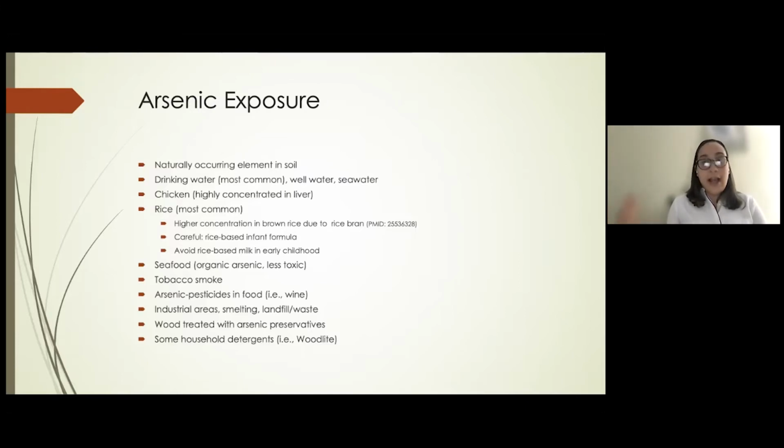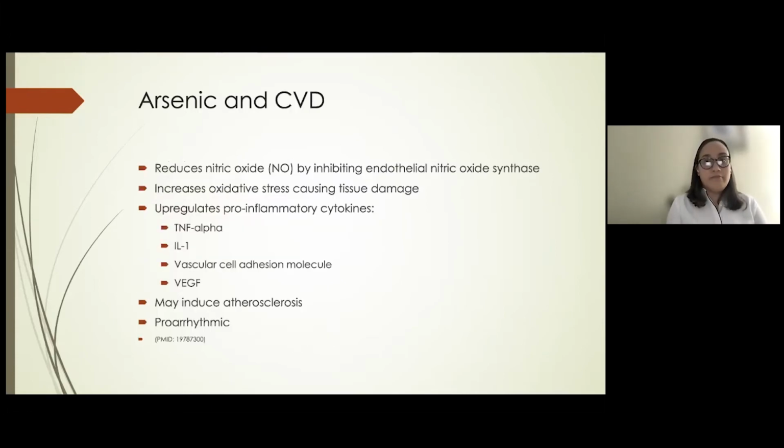And has that wood been treated with arsenic? Something you want to think about as one of your differentials or one of your causes for high levels of arsenic in a child. And some household detergent, Woodlight, if you go to the EWG website, Woodlight came up as toxic for arsenic. All right, so arsenic and cardiovascular disease, there's a study there, I put the PubMed ID.